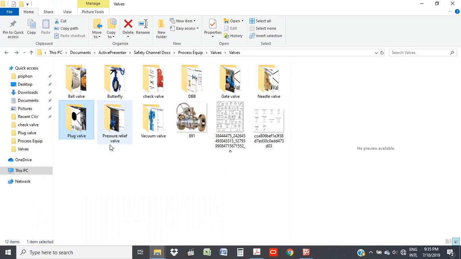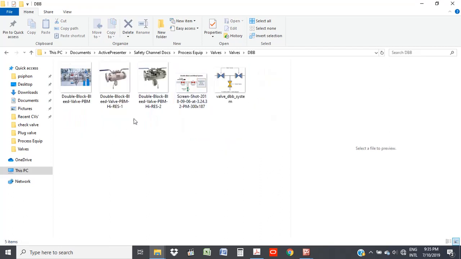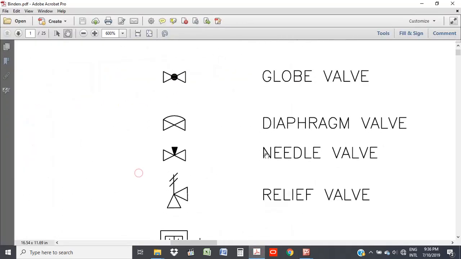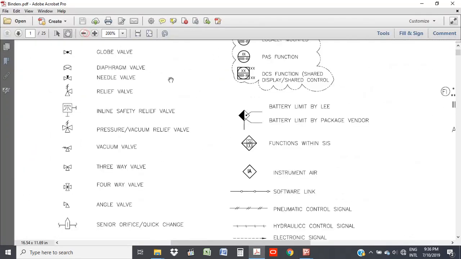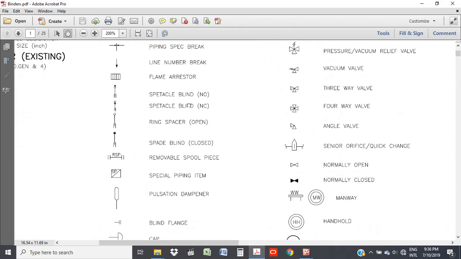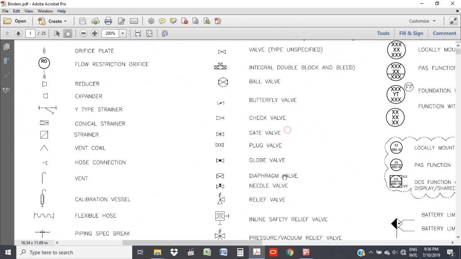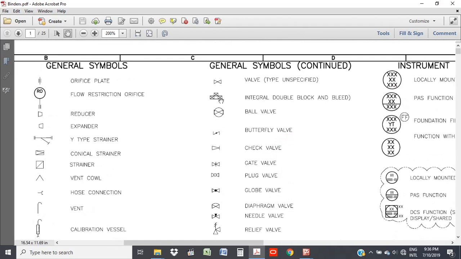So what haven't I talked about? Okay, I haven't talked about DBB. That's what you call double block and bleed. Now, this kind of valve is very necessary in the oil and gas industry. And let me look for the logo for a double block and bleed. Yeah, this is a double block and bleed.